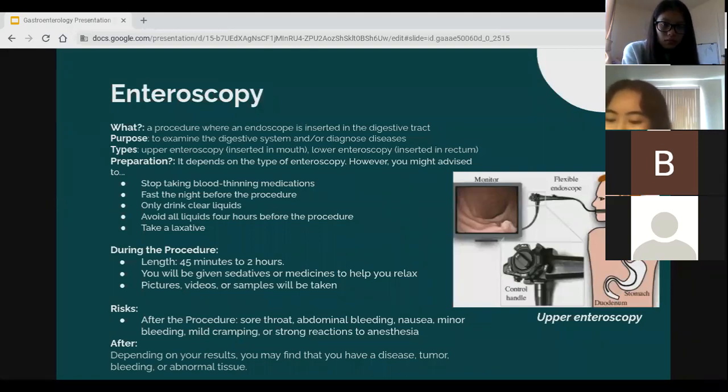Now that we've settled what an enteroscopy is, we can explore how doctors perform one. First, we have the preparation stage. To prepare for an enteroscopy, doctors may recommend different things depending on your type of enteroscopy. For instance, you might be advised to stop taking blood thinning medications, fast, avoid liquids, or take a laxative for a colonoscopy. During the procedure, it's relatively short and simple. An enteroscopy is usually 45 minutes to 2 hours long, and don't worry, you'll be given sedatives or medicines to help you relax. The doctor will take pictures or videos of your digestive tract to examine later on.